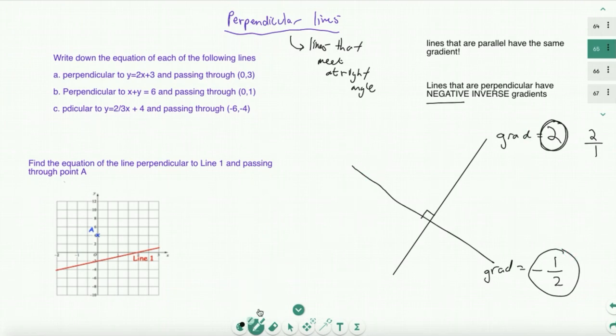Let's try another one. Let's say I've drawn a line like this, and the gradient is negative 3. I'm going to draw a perpendicular line, like this. To find the gradient of the perpendicular line, well, this line is negative, so this is going to be positive. And then the inverse of 3, well, 3 is just 3 over 1, so I'll just do the reverse of that, 1 over 3. So we went from negative to positive, and from 3 over 1 to 1 over 3. Okay, we'll do another example.